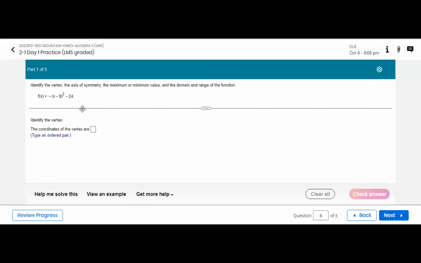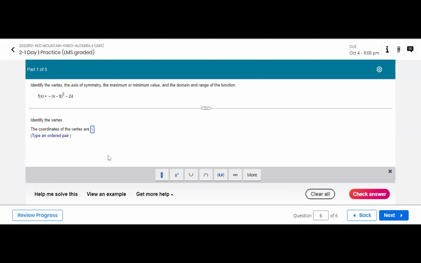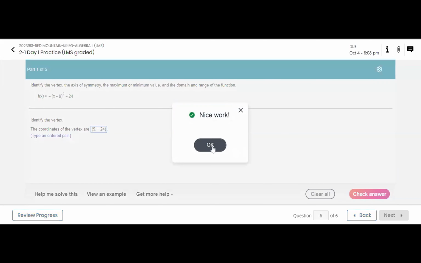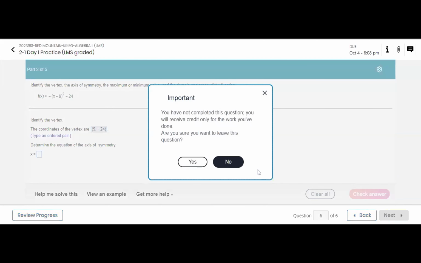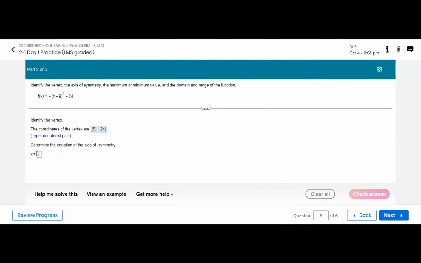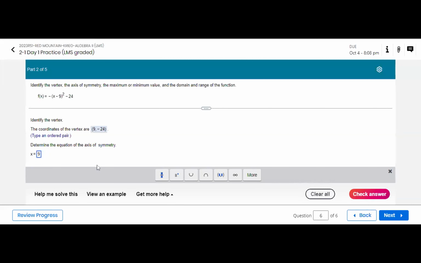Okay. And then the vertex is... oh wait, no. The vertex is 9, comma -24. Yes, in parentheses. Okay. The axis of symmetry. That's 9, right? So you got it? Okay.